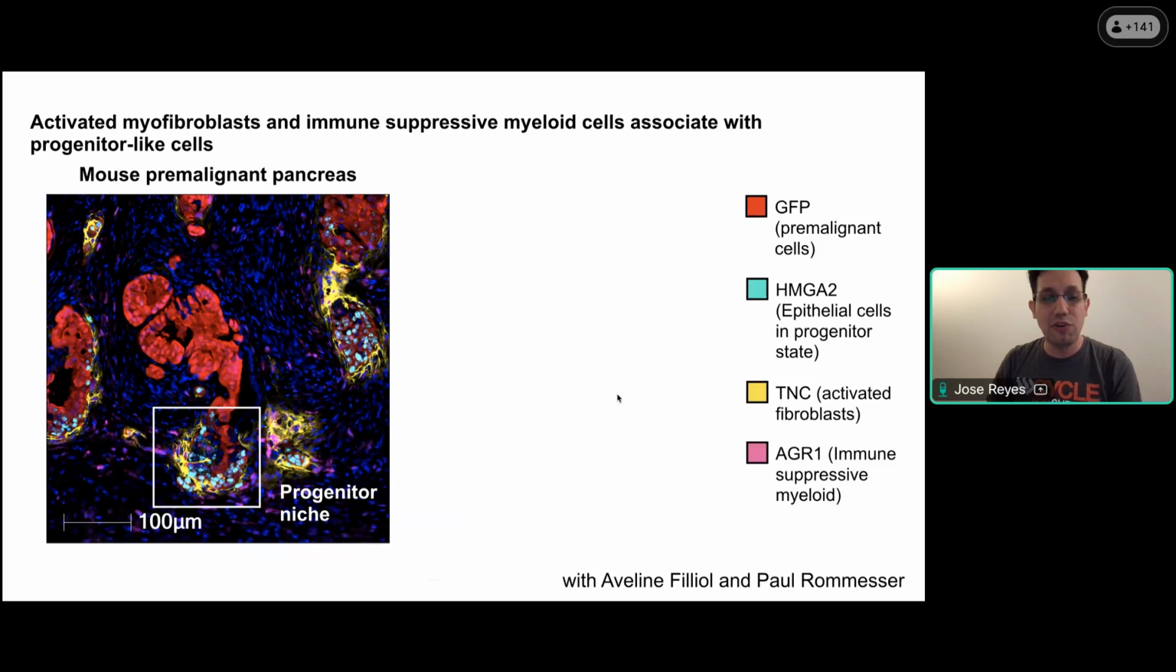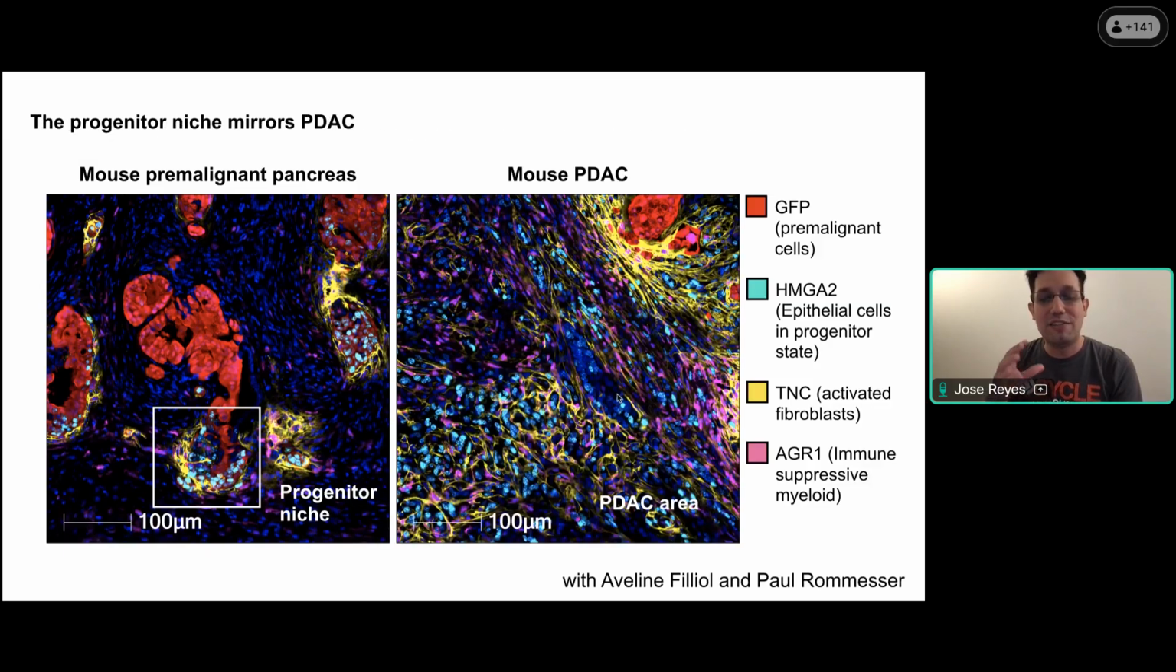When we look in tissue, these two types of immune and stromal cells localize really tightly with progenitor-like cells, shown here in cyan in the premalignant tissue. And strikingly, these types of niches resemble the microenvironments that later go on to develop when mice get PDAC, suggesting that these niches may represent some type of precursor of what's about to come upon malignant transformation.